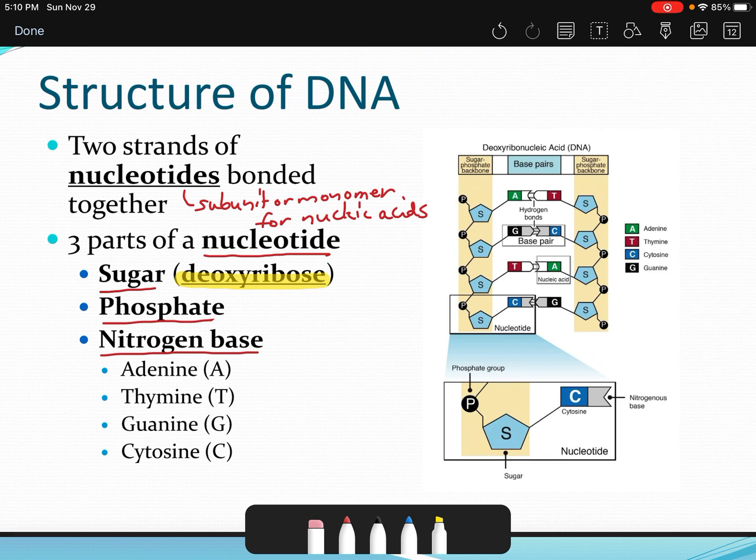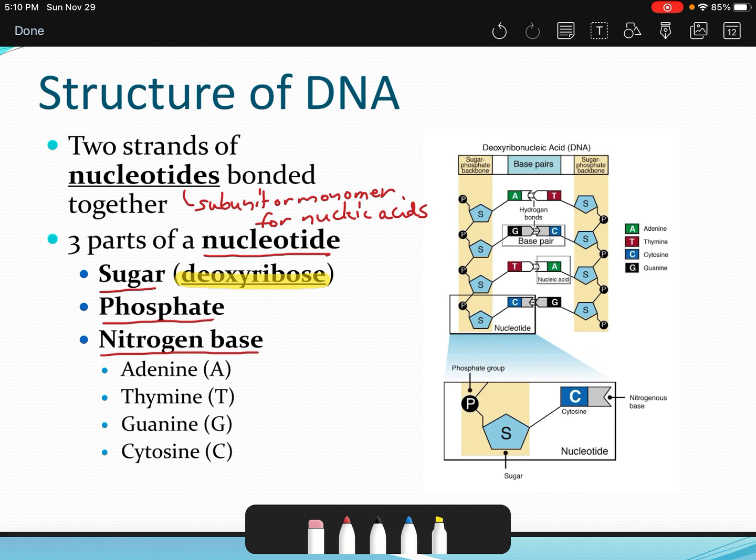And then again, these are your 4 nitrogen bases. Adenine, which we'll always show with a symbol A, thymine with a symbol T, guanine with a symbol G, and cytosine with the symbol C. It's a lot easier than saying those big words.